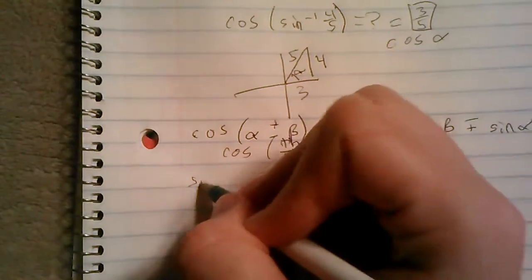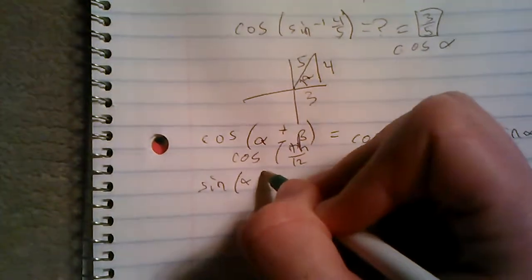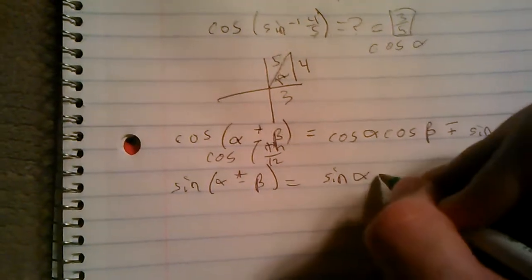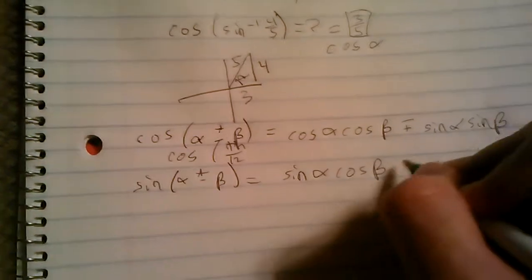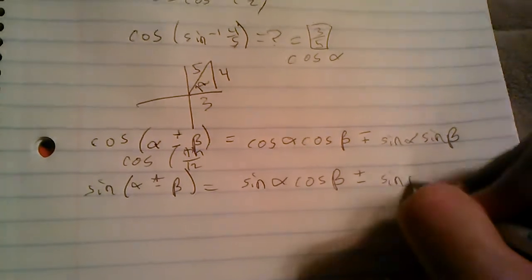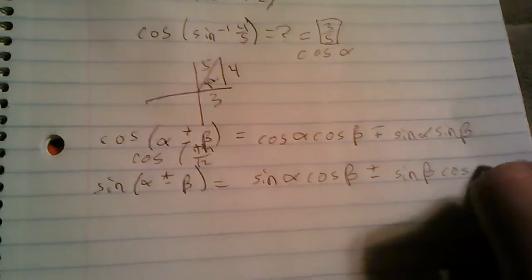With sine of alpha plus or minus beta, that equals, remember, psycho-cosine, so that's sine alpha cosine beta, plus or minus, it's the same with sine, of sine of beta cosine alpha here, so psycho-cosine.